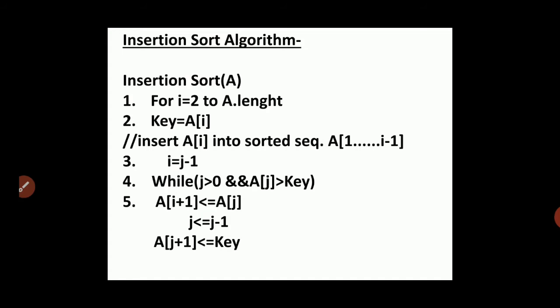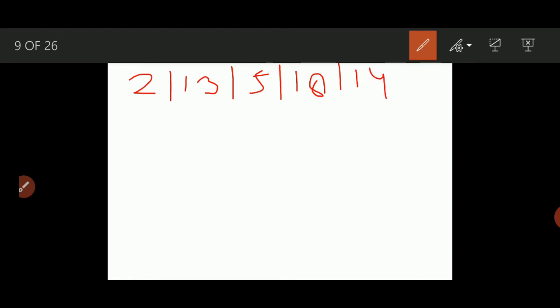So for a better understanding of this algorithm, we will discuss an example. I hope you will understand. So we will take an example, that means we take an array. The array elements are 2, 13, and the next value is 5, the next value is 18, and the next value is 14. That means we consider this array: 2, 13, 5, 18 and 14.